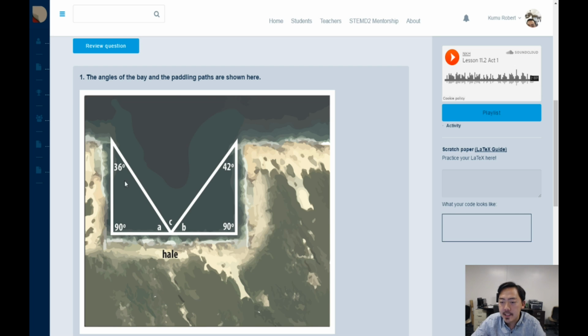As we can see, these three angles form a triangle, so we can use the triangle sum theorem to figure out the measure of angle A. These three angles form a different triangle, so we can use the triangle sum theorem again to figure out the measure of angle B. After we have the measures of angles A and B, we can find the measure of angle C because A, B, and C are supplementary.